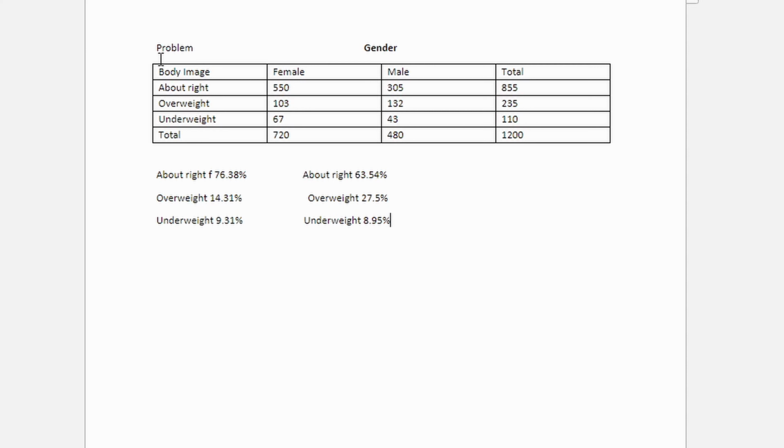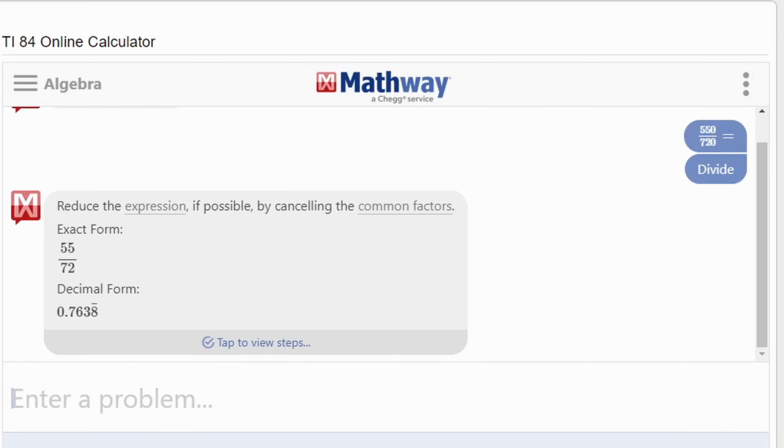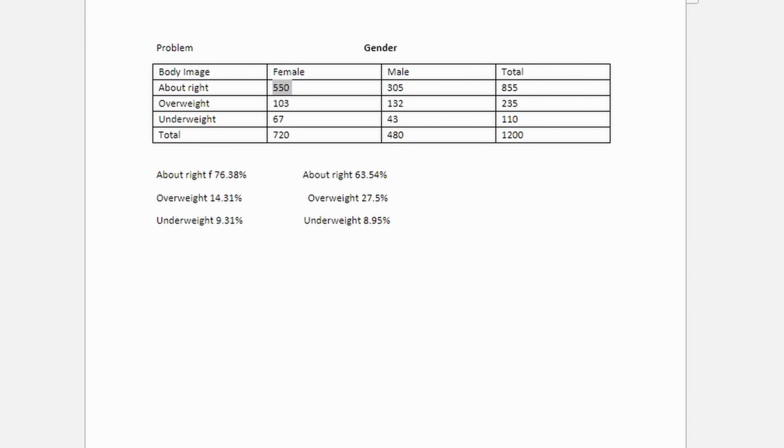Now, in order to do that, for example, in order to find about right females, we're going to take the females who answered about right, which is 550, and we're going to divide that by the total number of females who answered, which is 720. Go to our calculator, we do that real quick, and we get an answer of 76.38%. Now we do that for the rest, so we're going to do that for overweight females and underweight females to get the answers of 14.31 and 9.31% respectively.